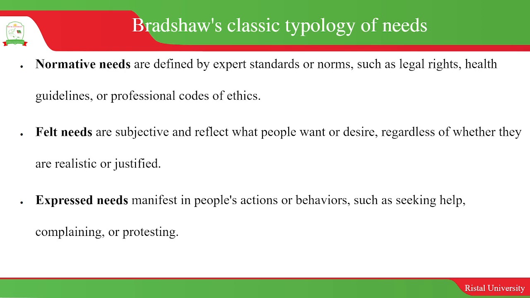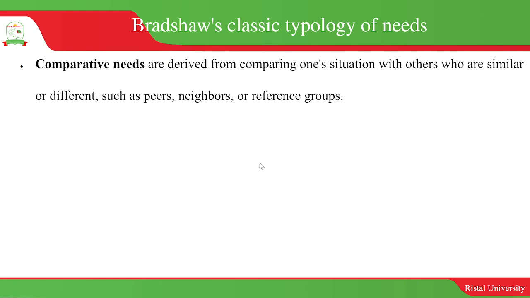And then you have what you call the felt need. These are subjective. What the people want, regardless of whether it is actually realistic or justified, but they just say that that is what they want. That's a felt need. And then the expressed need. This actually manifests in people's action and behavior, such as complaining about it, protesting about it, or even seeking help about it. And then cooperative need.